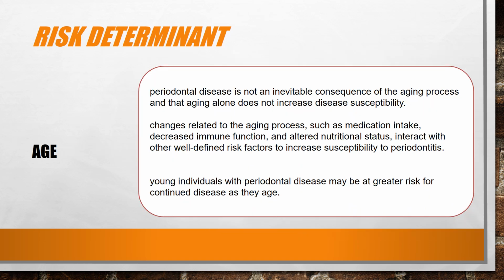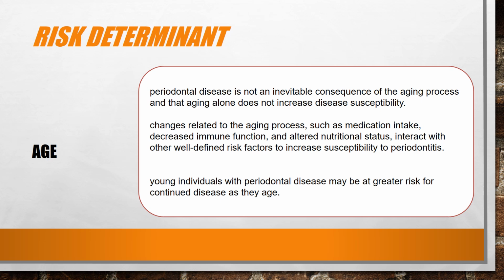Coming to age, it is also a risk factor that cannot be modified. Periodontal disease is not an inevitable consequence of the aging process. Aging itself does not increase disease susceptibility, but there can be changes related to the aging process. As you know, medication intake, decreased immune function, or altered nutritional status interact with other risk factors, for example systemic diseases. So this all helps increase the susceptibility to periodontitis. Age itself will not cause the disease, but all these factors can lead to periodontitis, and the response to therapy can also be affected.